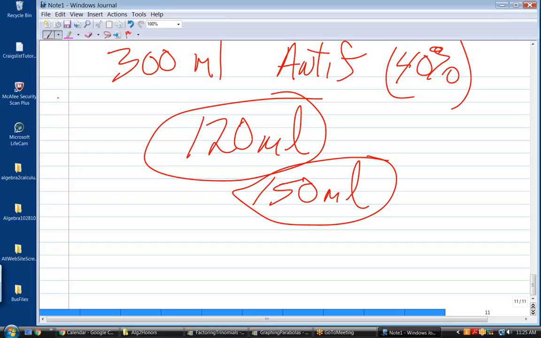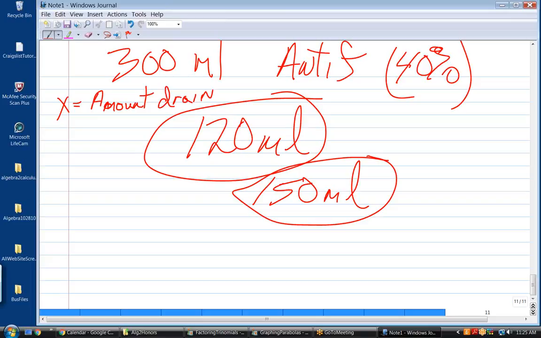Well, what do I know here? X is going to be, let's call that, what? What do we have to figure out here? We have to figure out the amount to drain. Right. That's going to be our first step.